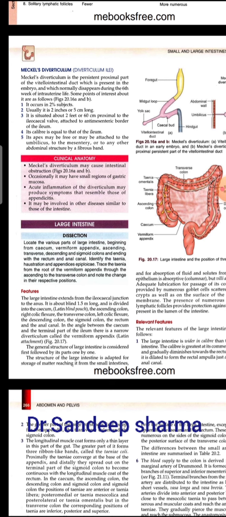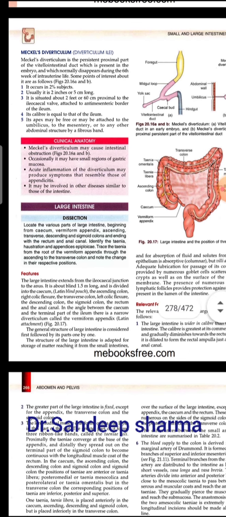So it is quite important that if an infection occurs in the Meckel's diverticulum, it may be falsely diagnosed as appendicitis also. So it is important clinically. And next, it may be involved in other diseases similar to those of the intestines also.